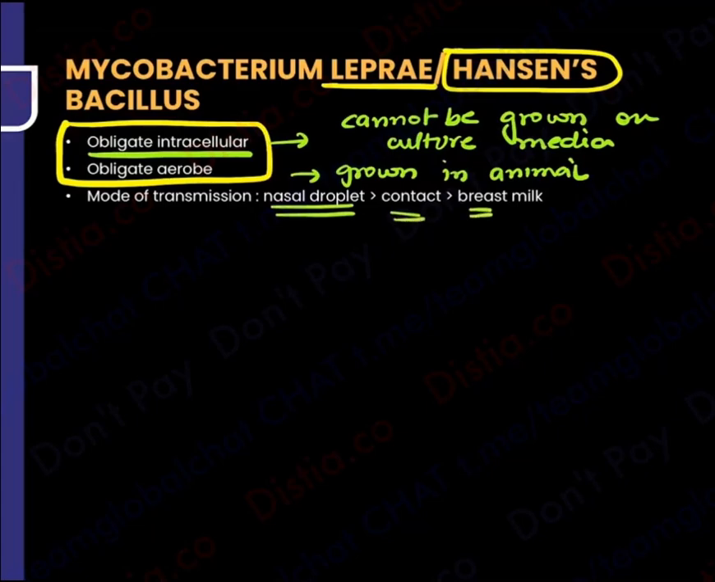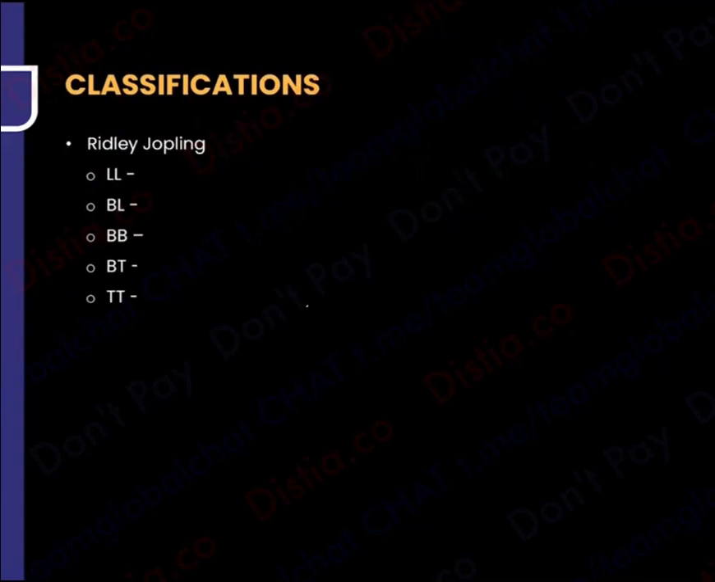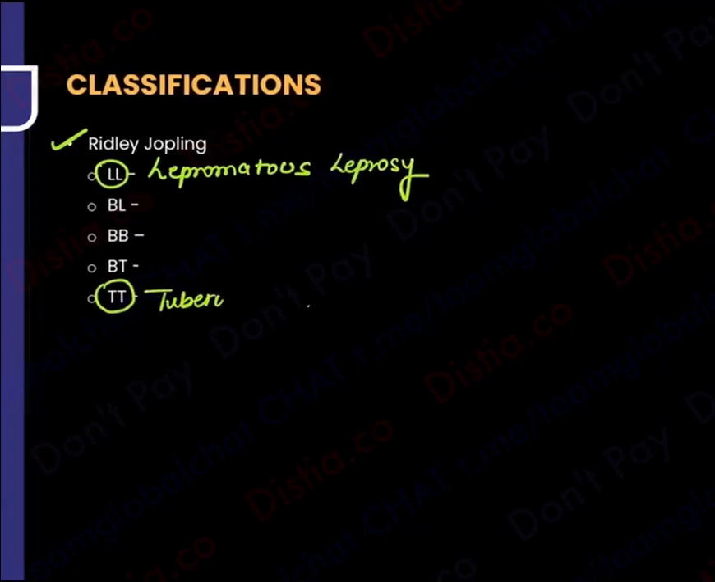So we all know that there is a very famous leprosy classification that we use. There are lots of Indian classifications, the Madrid classification, which you will study a lot in dermatology, but the universal one is the Ridley-Jopling classification. There is an LL pole and there is a TT pole. LL refers to lepromatous leprosy. TT refers to tuberculoid leprosy. In the center, you have borderline leprosy.